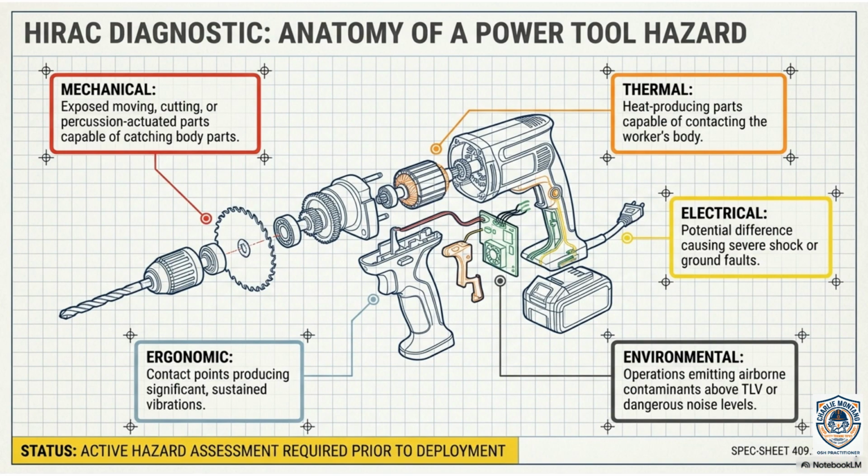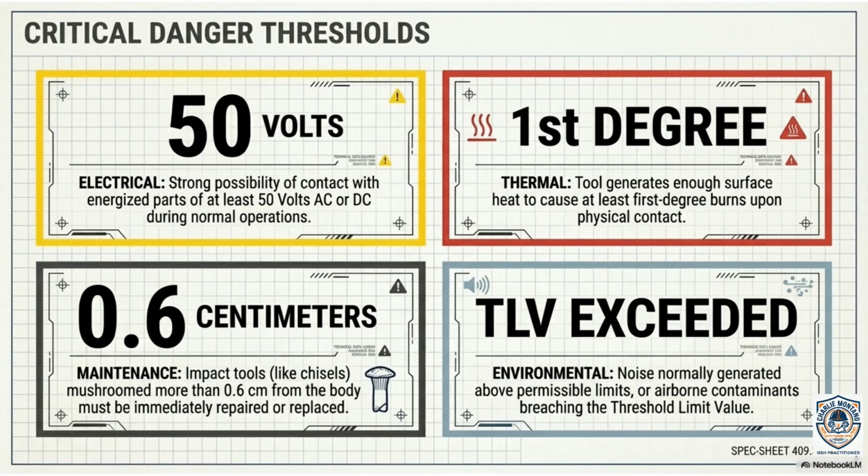Power tool hazards include mechanical, thermal, electrical, ergonomic, and environmental risks. An active hazard assessment is essential before any deployment to mitigate these threats. Critical danger thresholds include 50 volts for electrical hazards and first-degree burns for thermal hazards. Maintenance tools with mushroomed impact points must be repaired or replaced if they exceed 0.6 centimeters. Environmental risks involve exceeding the threshold limit value for noise or airborne contaminants.